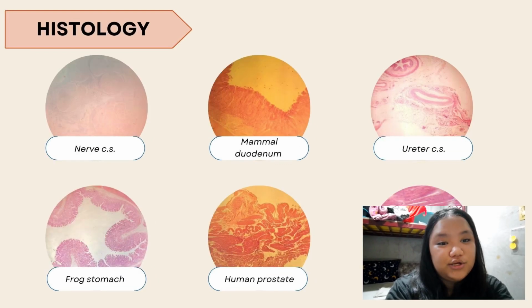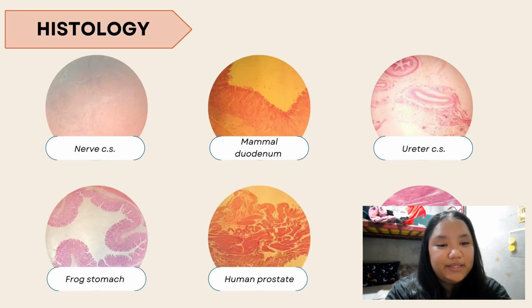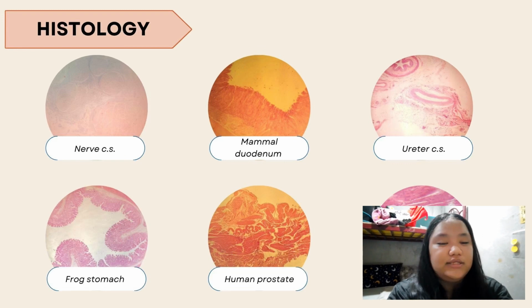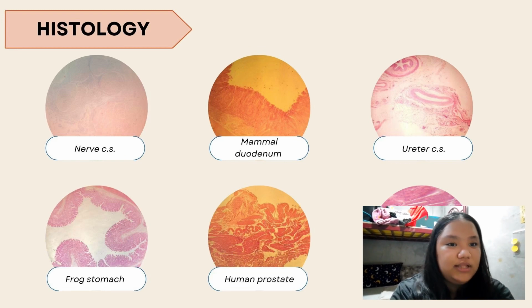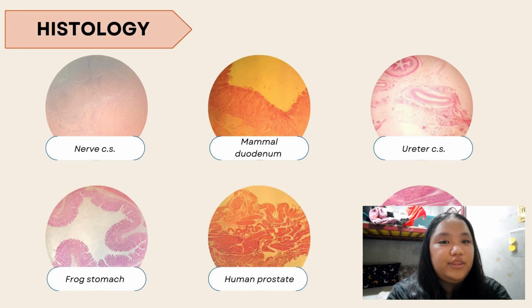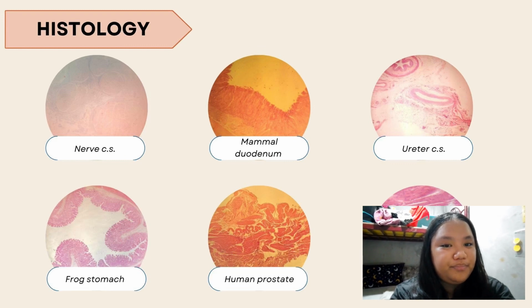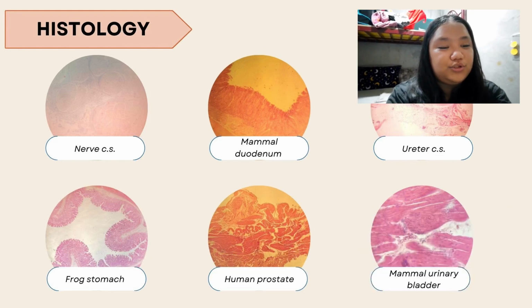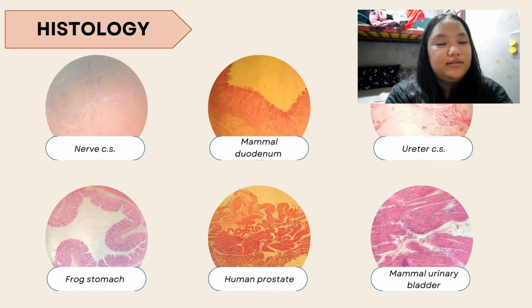And for the histology, we also have here six specimens. As we all know, histology is the study of tissues at a microscopic level. First, we have here the nerve. Second is the mammal duodenum. Third is the ureter. Fourth is a frog stomach. Next is the human prostate. And lastly, the mammal urinary bladder.